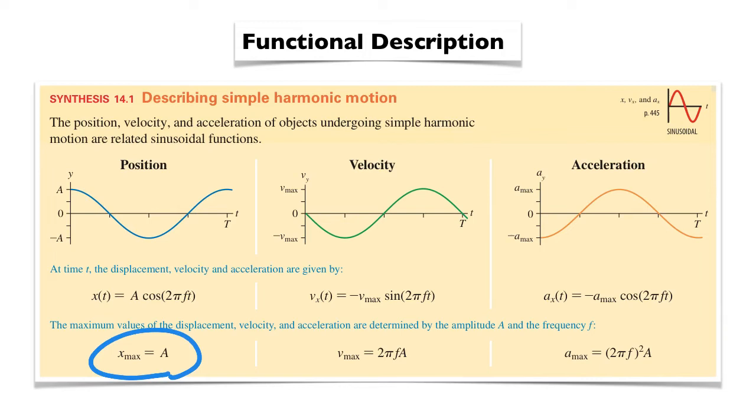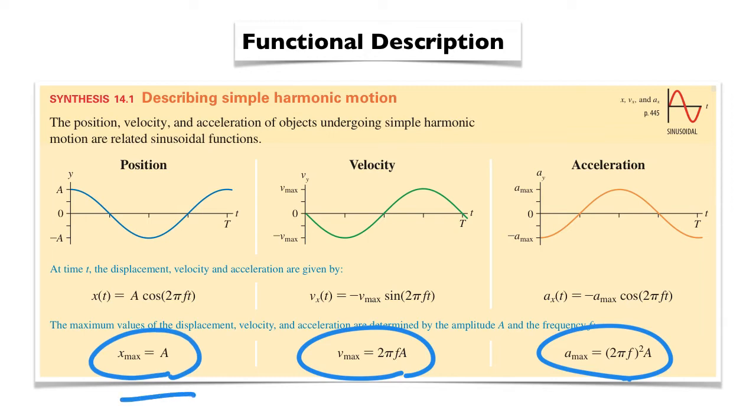The maximum velocity is the amplitude times 2 pi times f, where f is the frequency. The maximum acceleration is 2 pi times the frequency squared times the amplitude. And we will use these three relationships extensively in the problems we're going to solve.